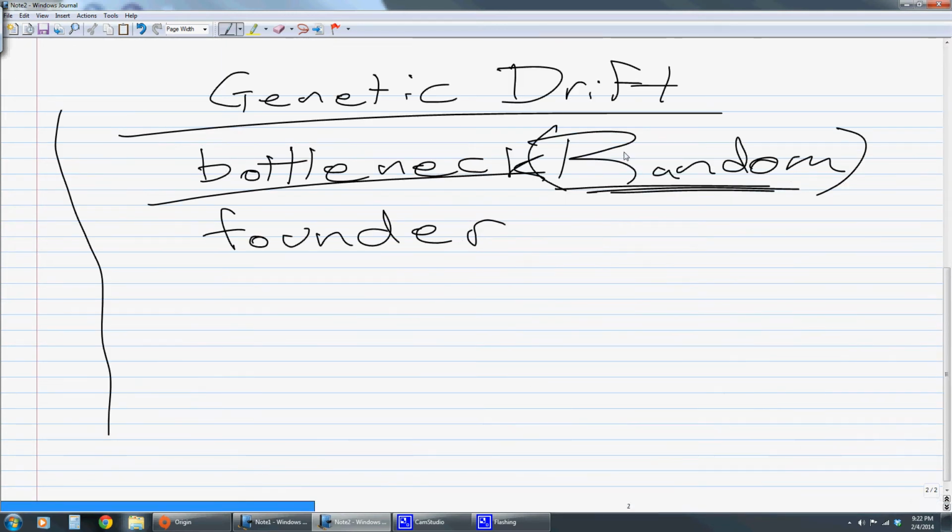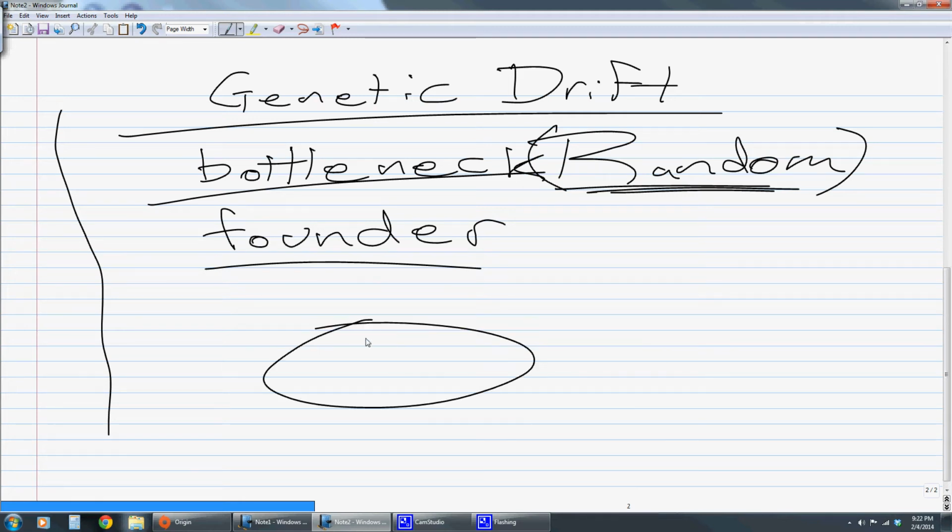Okay, so that's the bottleneck. So it's random disasters that cause a change. So usually this happens when you have a sharp decrease in species number. The next one is the founder effect. So the founder effect simply states this, is that you might have a total population. So let's say here's an area that our rats live in. So we have our black rats and our brown rats all mixed into here.